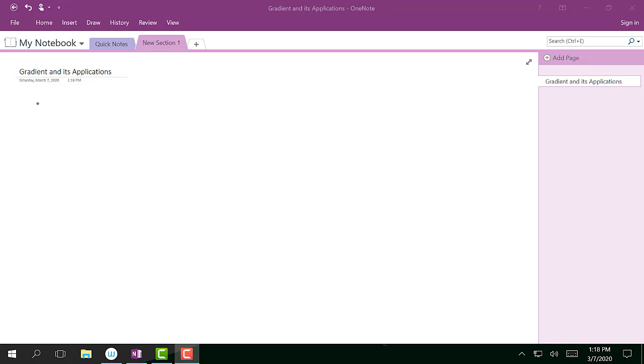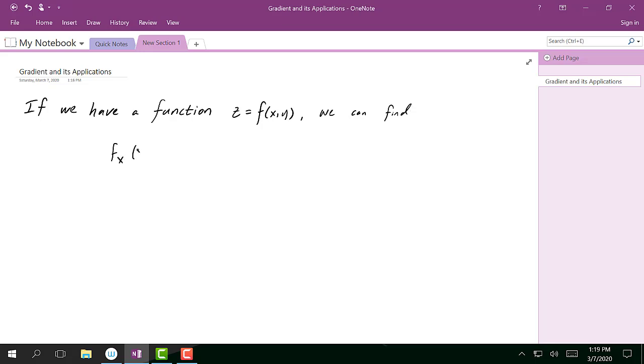So again, you can recall that if we have some function, and again now we're dealing with functions of more than one variable. So if you have a function that looks like z equals f of x y, what we could do is define its partial derivatives. So we can find f sub x at a point x y, or f sub y at a point x y.